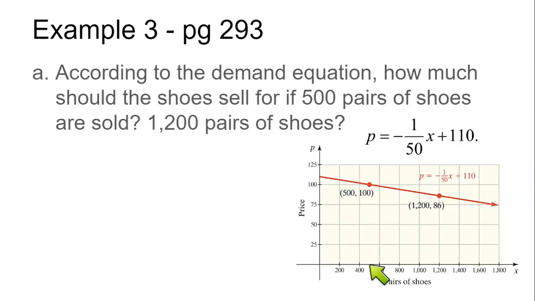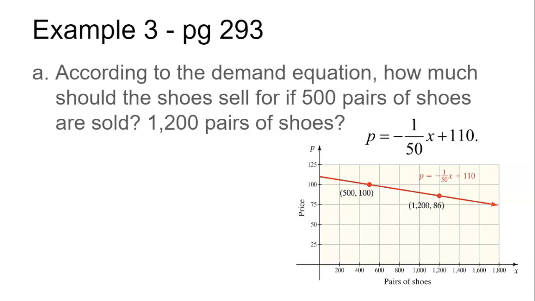So I go over to where 500 is and I go up to my line, because this is a linear function. I can see that if we sell 500 pairs of shoes, or if that's the demand, then we should sell the shoes for $100 each. Versus if I sell 1,200 pairs of shoes, so I'm selling a lot more pairs of shoes, because the number of pairs of shoes increases, then I can lower the price a little bit for each pair of shoes.